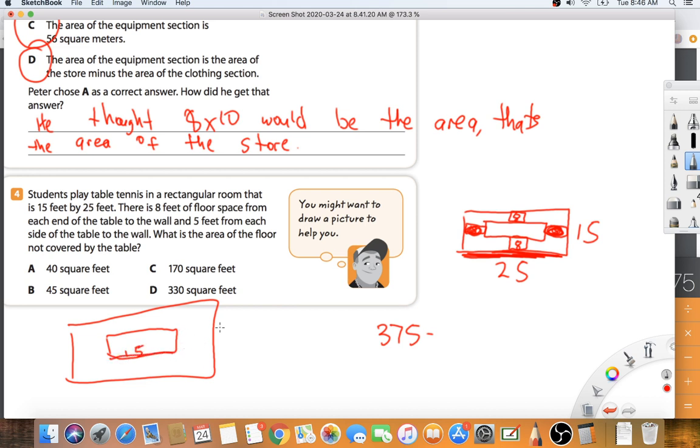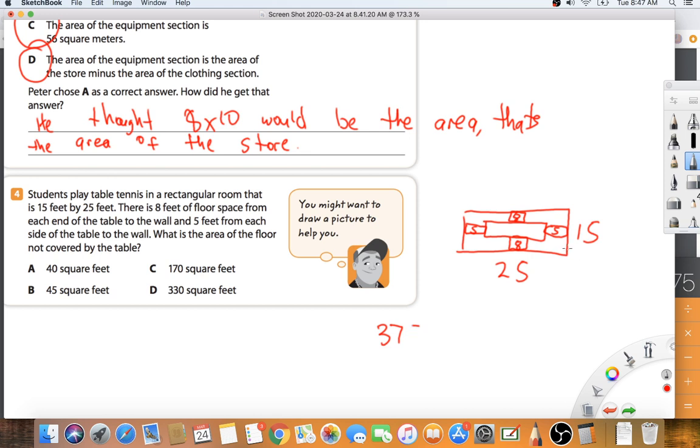Now for my height, it is 15. I've got to take away 8 and 8. I've got to take away 16. Ooh, that's too much. That's actually not going to work. That means my dimensions are wrong. I can't take away 16 from 25. So this means that these sides right here, we're taking away 8. It's 8 feet of space from each end of the table to the wall. So from the end of the table to the wall, it's 8 feet. And from this edge of the table to this wall, it's 5.